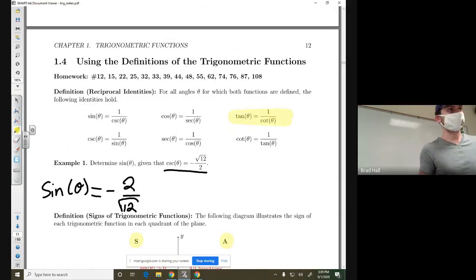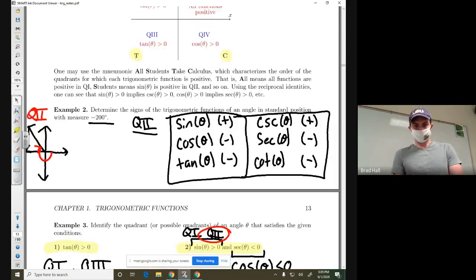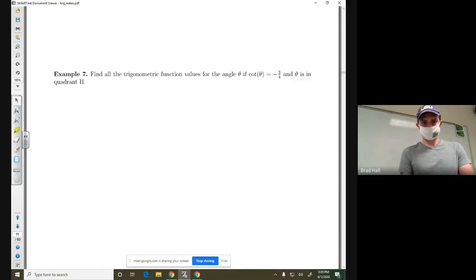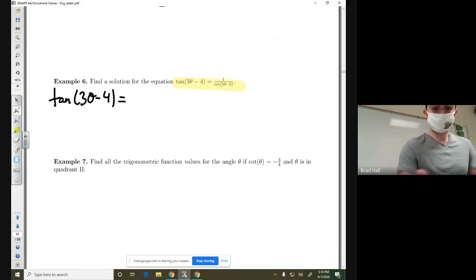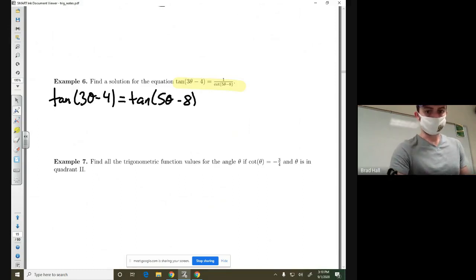One over cotangent is just tangent from that reciprocal identity. We're going to manipulate that directly. So this is the same exact problem as tan of 3 theta minus 4 is equal to tangent of 5 theta minus 8. So all we did was we took this right-hand side, we wrote it with a tangent. And cool, now we have a tangent on both sides.